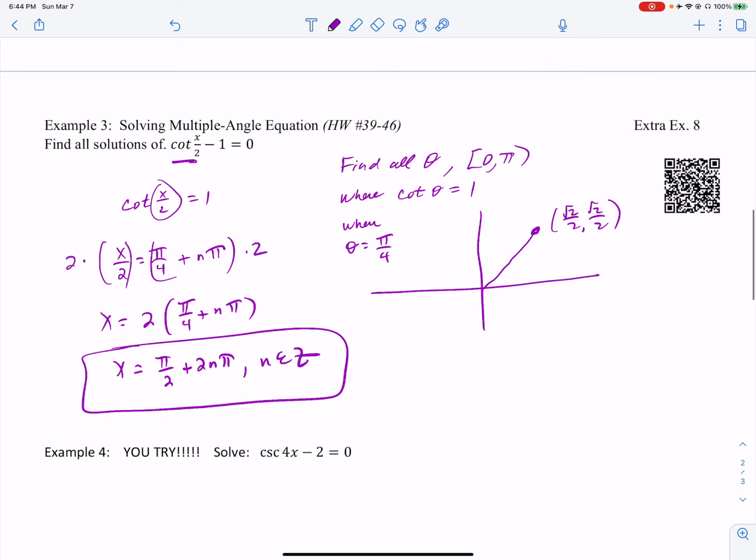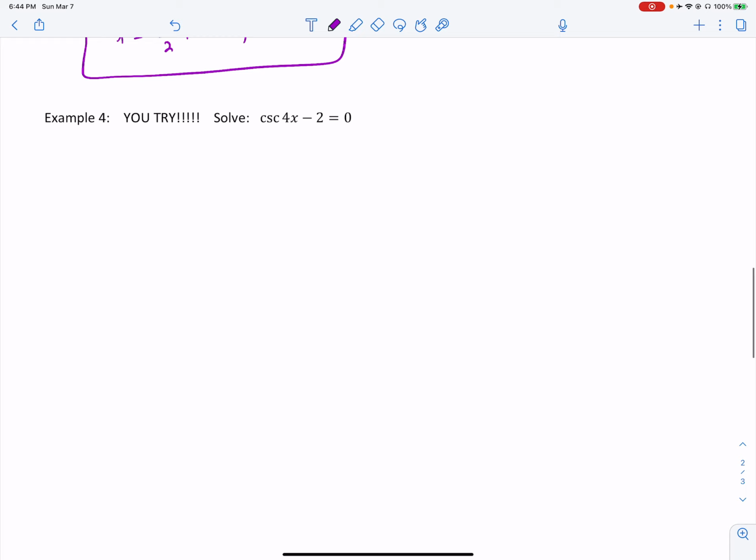So I want you to pause the video and try to do example 4. Let's see how you did. Did you find all angles from 0 to 2 pi? Because cosecant goes back to having a period of 2 pi. Let's see. So we have cosecant of 4x is 2. So I need to find all theta from 0 to 2 pi where cosecant of theta is 2.